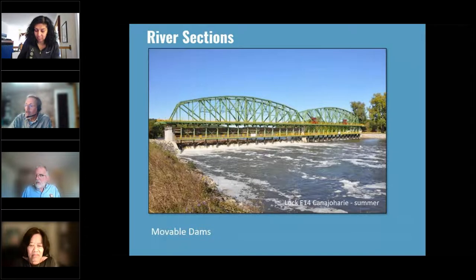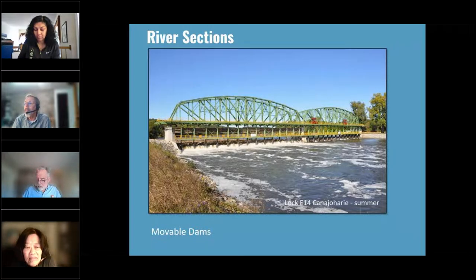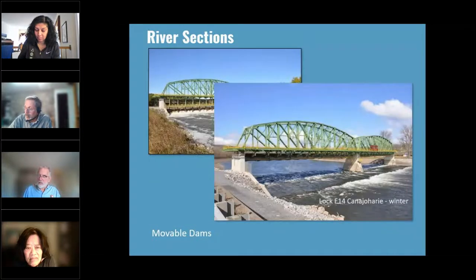In the Mohawk Valley, in the eastern part of the system, there are 8 movable dams. They look like this in the summertime, when during the navigation season, they're lowered into the riverbed and they raise a pool upstream of the dam that boats can navigate, and they're next to each lock. In the wintertime, or in late fall, they hoist the dam section up out of the river, up against the underside of the bridge, and allow the river to flow freely.